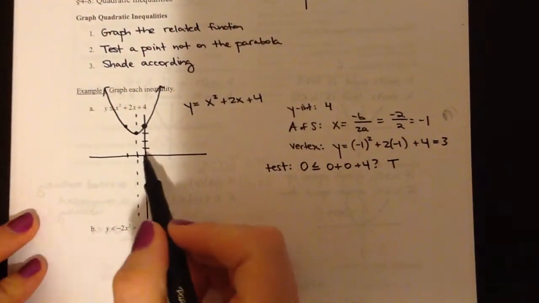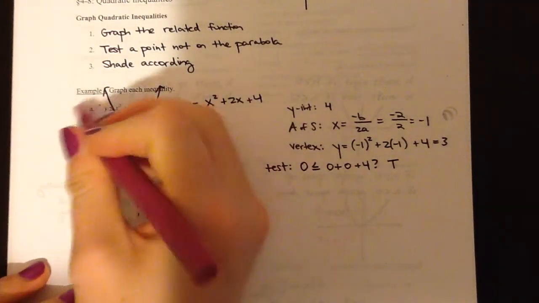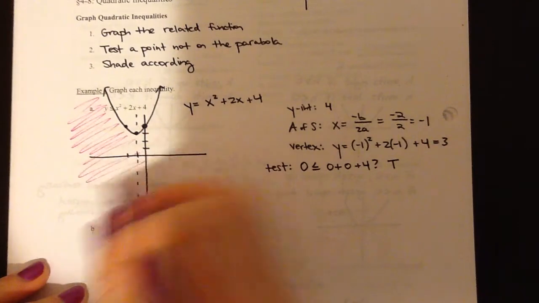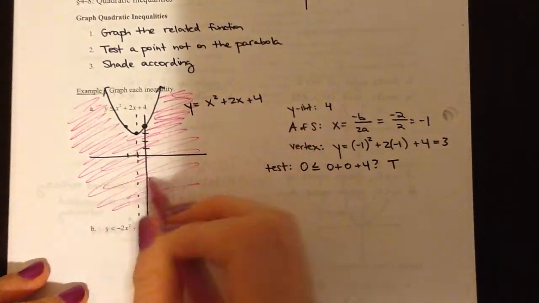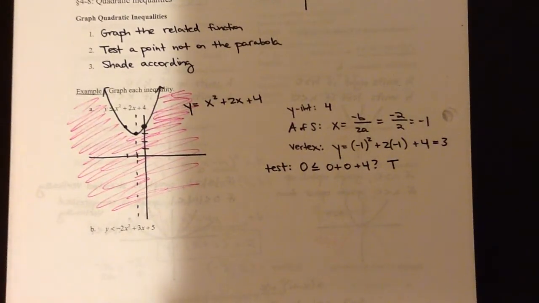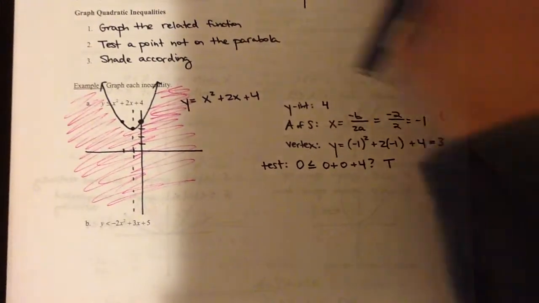So since (0, 0) turned out to be true, like I said, that means (0, 0) is part of my solution set. So I shade accordingly, meaning I shade everything underneath this parabola. All right, so that would be my answer. I've got the parabola, and then I shade everything underneath it. All right, next one. Let's do this one really quickly.